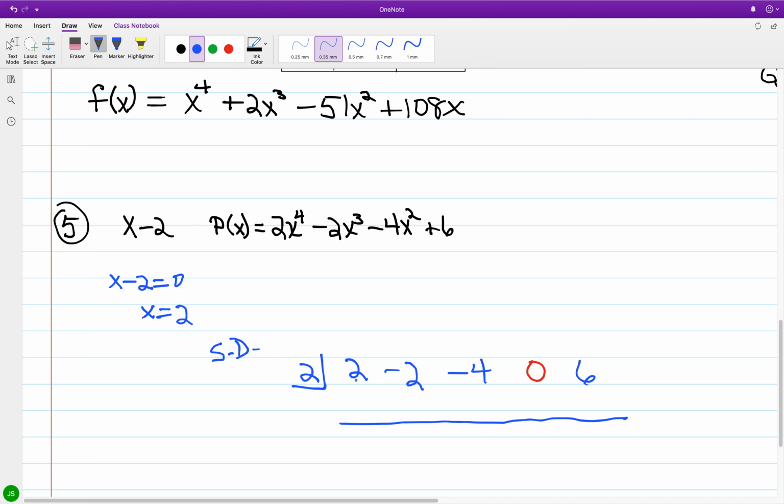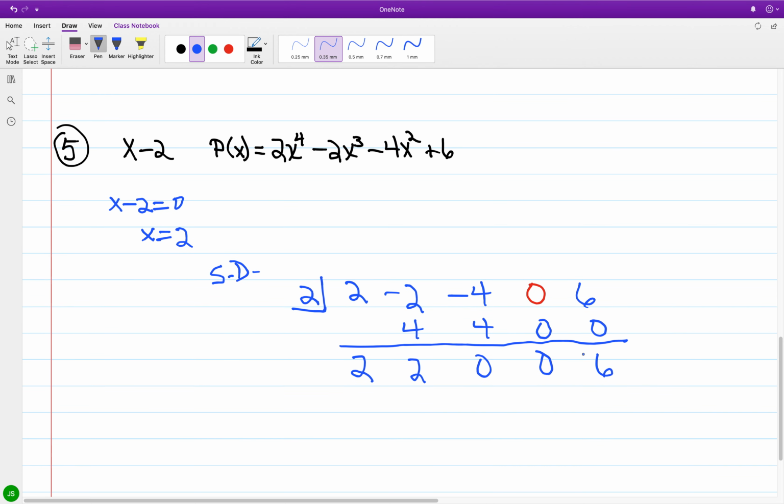To lead off with synthetic division, bring down the leading coefficient 2. 2 times 2 is 4. Negative 2 plus 4 is 2. 2 times 2 is 4. Negative 4 plus 4 is 0. 2 times 0 is 0. 0 plus 0 is 0. 2 times 0 is 0. And in this case, the remainder is going to be 6.